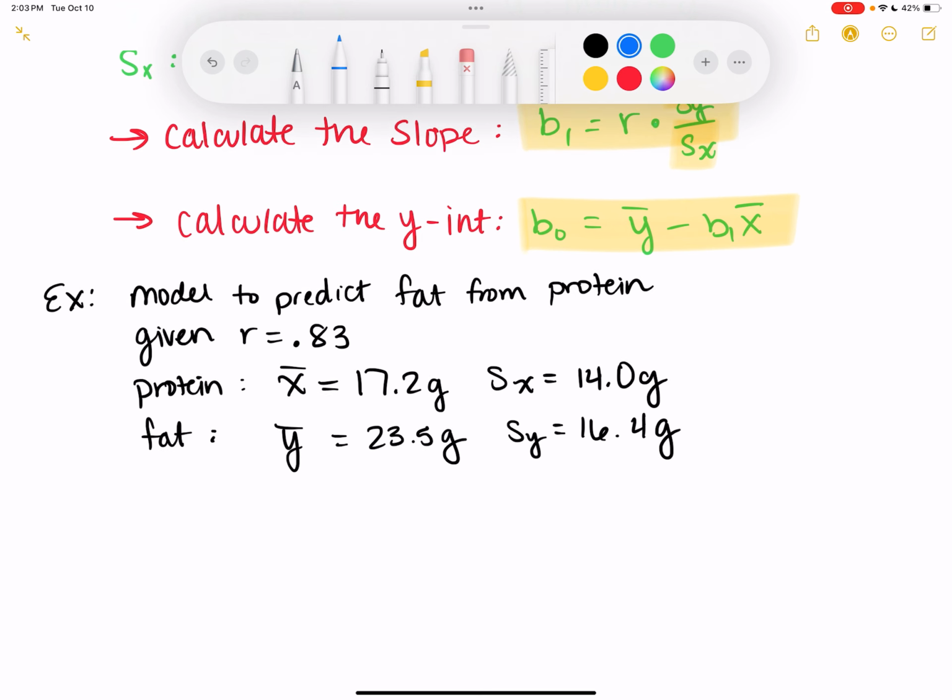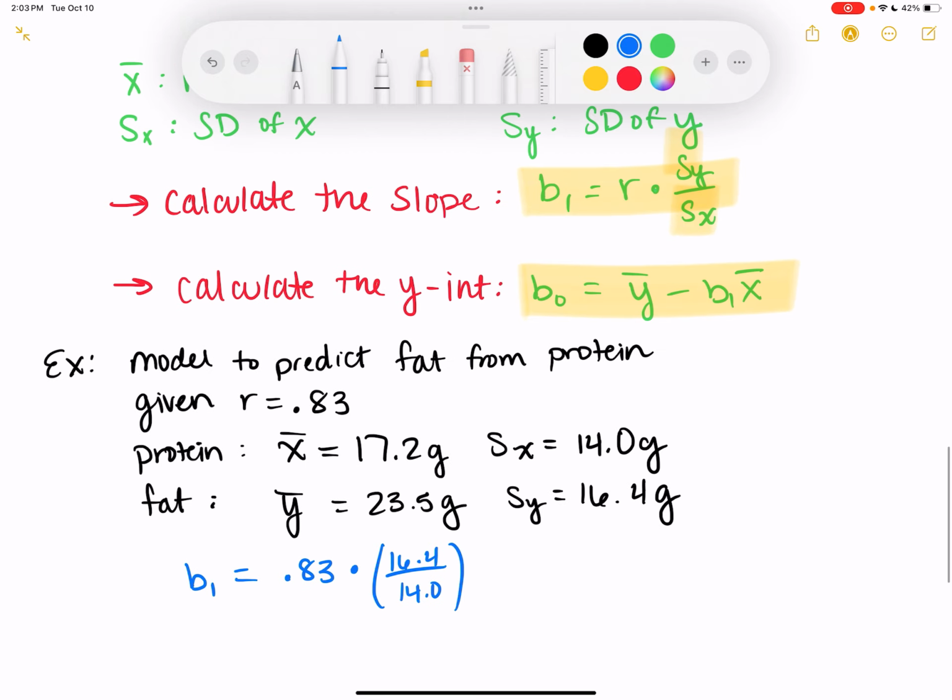B1 is equal to R, 0.83, times 16.4 divided by 14.0. Wait, no, I'm still confused. Are you confused or not? I'm confused if you're confused. What did you mean by 0.83 sub 0?